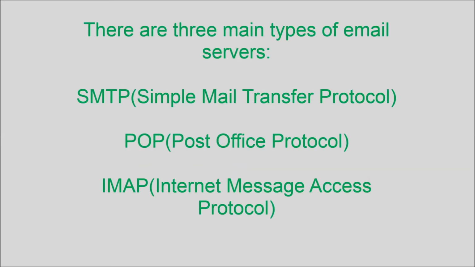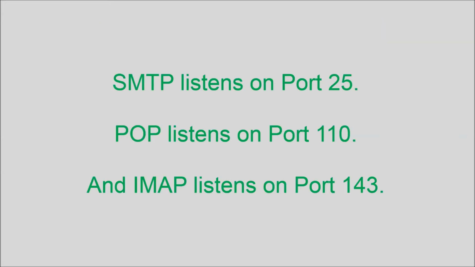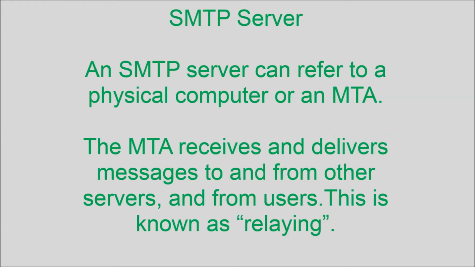There are 3 main types of email servers: SMTP, POP, and IMAP. SMTP listens on port 25, POP listens on port 110, and IMAP listens on port 143. An SMTP server can refer to a physical computer or an MTA. The MTA receives and delivers messages to and from other servers and from users. This is known as relaying.